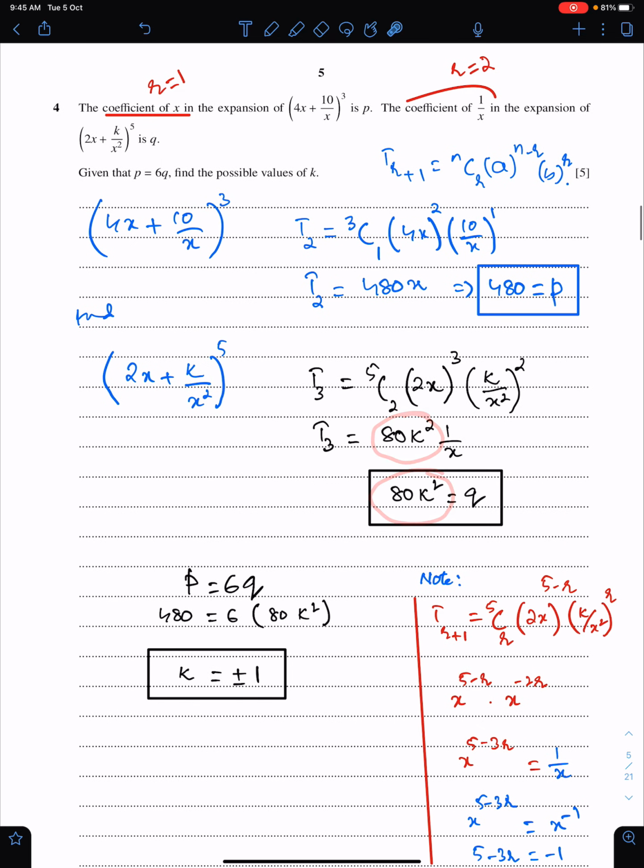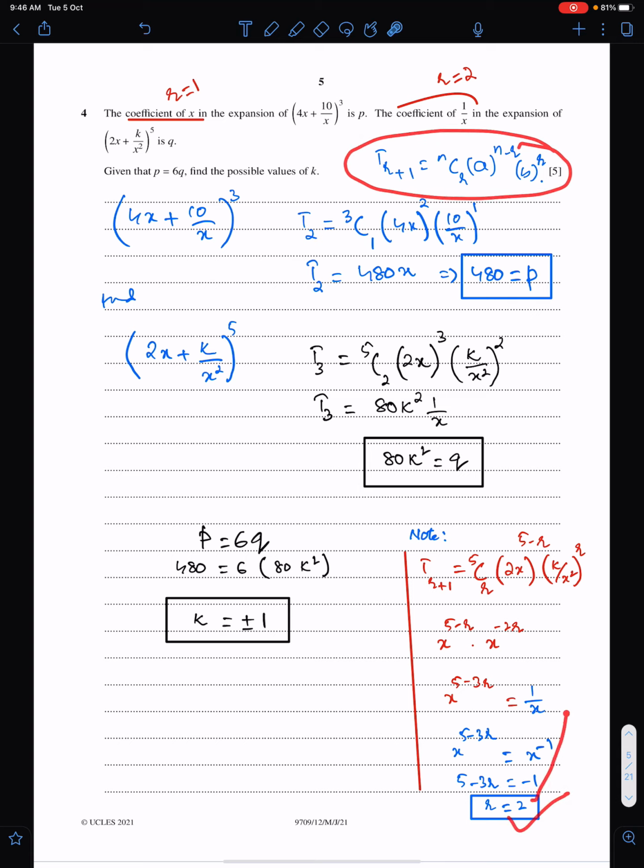So first get the value of r with the help of this formula, which is 2, and then substitute this 2 here, and then simplify this to get the coefficient of 1 upon x, which is 80k square. Now equate this 80k square with this coefficient q. Now it is given that p is 6q. Now use this equation, p is 6q, and get the values of k. So p is 480, q is 80k square, so k is plus minus 1. This is the final answer.